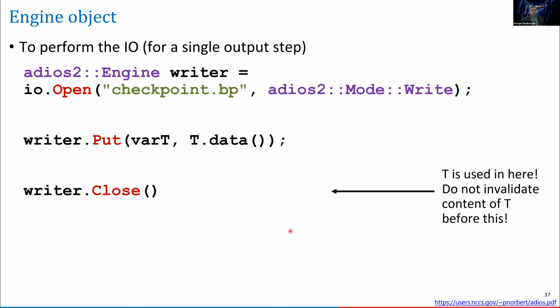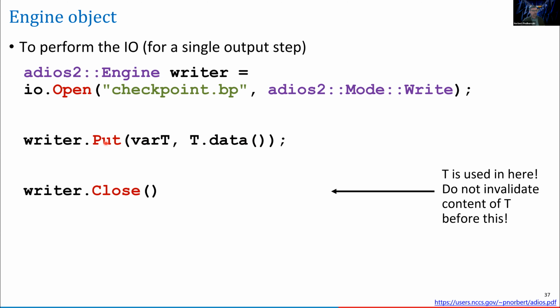Okay, so if you have the IO object, this is how you write a checkpoint which consists of a single variable. You create an engine and you give a name. This name becomes the file name if you use a file engine. If it's a staging engine, it's the reference name how the consumers will be able to find this stream. And then you call put on each variable that was declared, and you provide a data pointer which contains the data in the application. And then you do close. So this open, put, close, this is the pattern for a single step output.